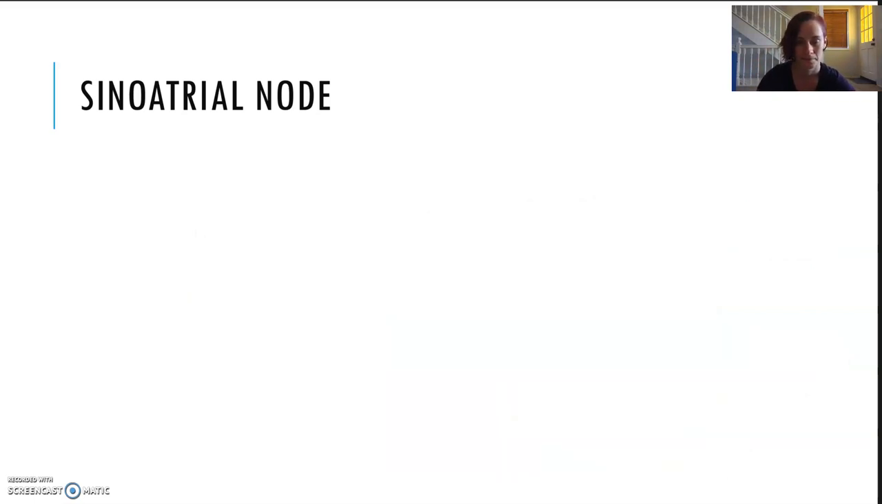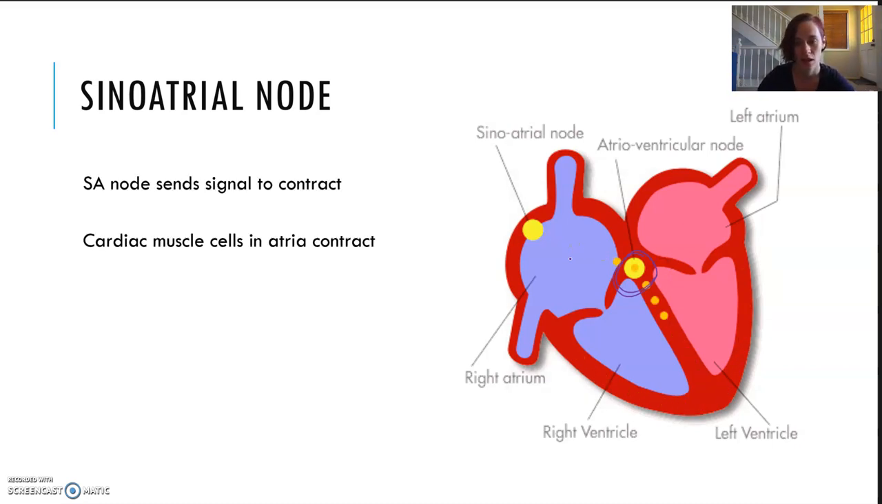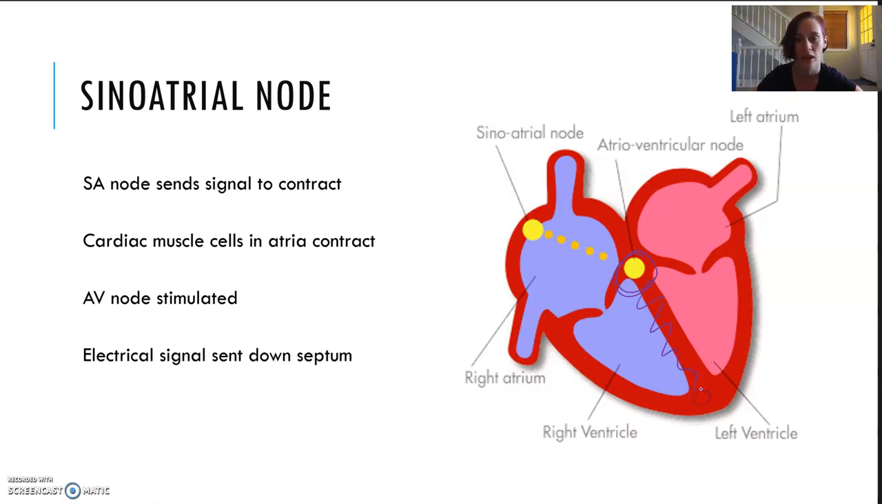Now, the sinoatrial node is helped by the atrioventricular node, which conveniently sits kind of in that section there between the atrium and the ventricles. Okay, so the sinoatrial node sends a signal to the atria to contract. That's the first thing that happens. That signal actually reaches the atrioventricular node, and then that sends a signal all the way down the septum. Right, that's that section there that's walling off the two ventricles down through the center. And then it actually contracts the walls of the ventricles.